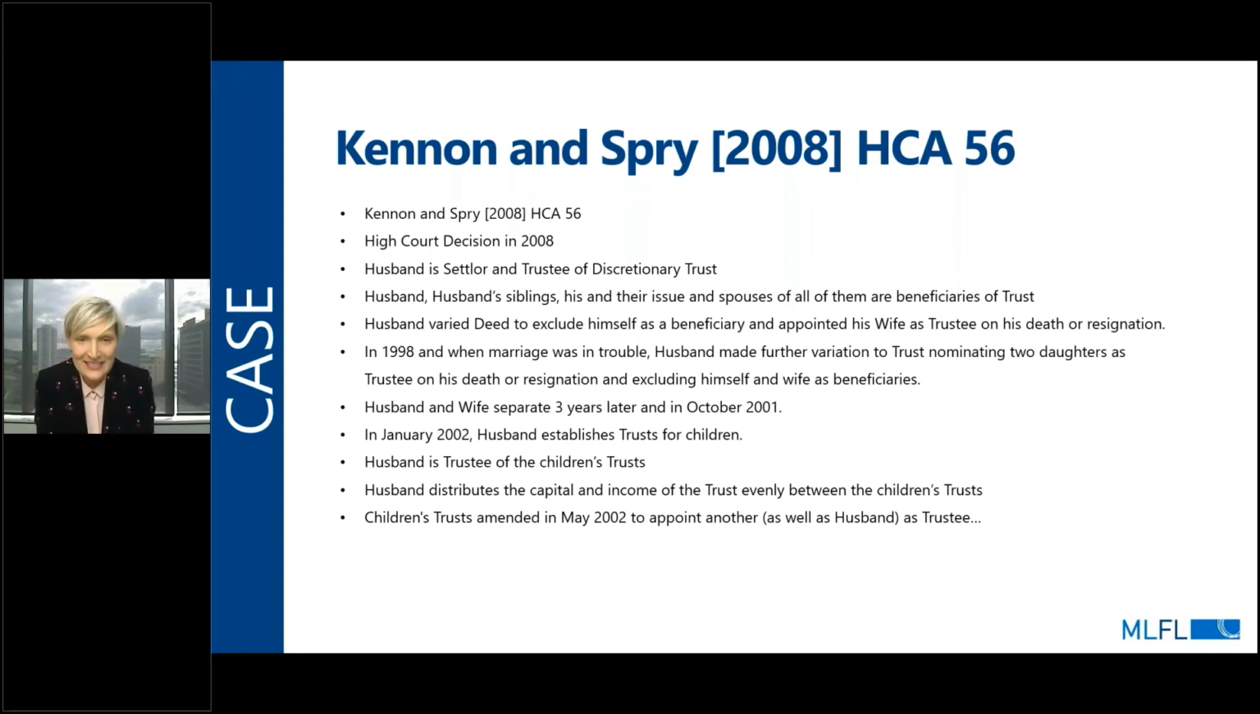Himself, his siblings, and his and their issue and the spouses of his siblings and himself are all considered beneficiaries of the trust. He varied the trustee to include himself as a beneficiary and appointed his wife as a trustee on his death or resignation. In 1998, which is effectively 3 years prior to separation, but the marriage was in trouble at that time, he made a further variation to the trust, nominating his 2 daughters as the trustee in the event of his death or resignation, and excluded himself and the wife as beneficiaries.